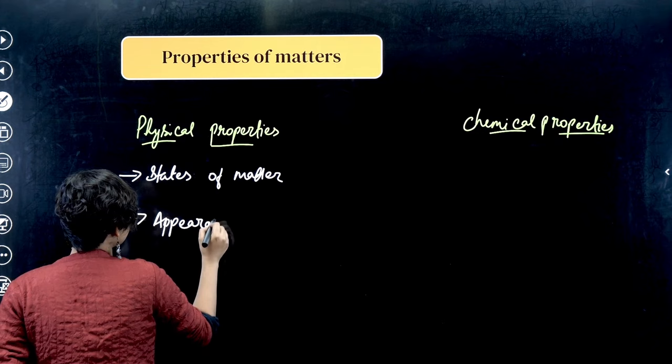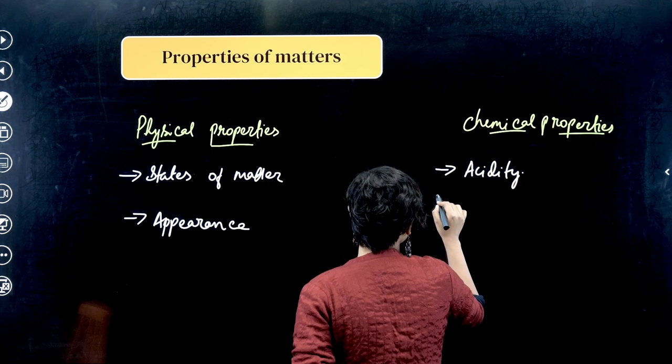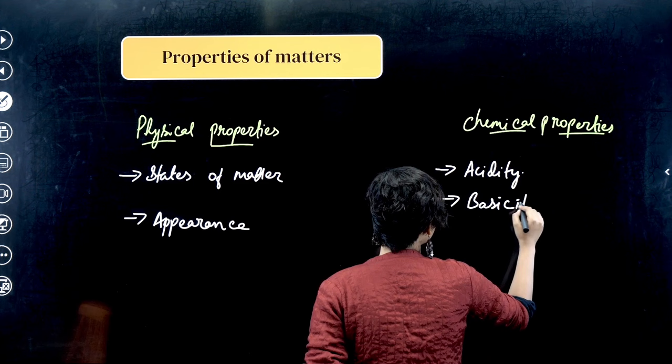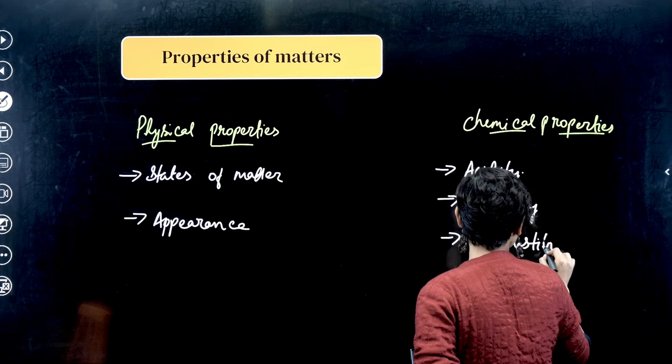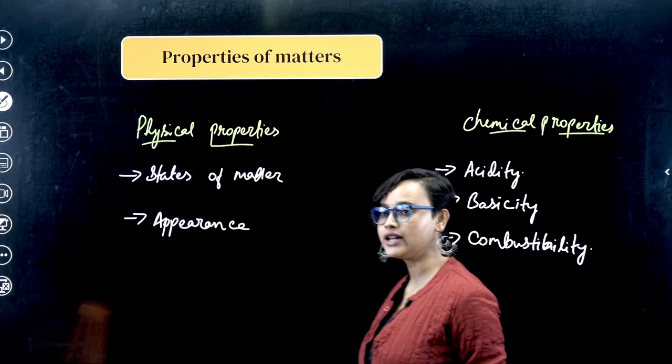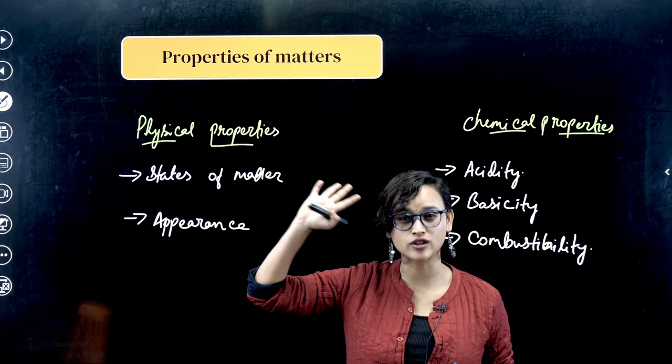And then when you come to chemical properties, acidity, if a substance is acidic or basic, that's a chemical property. Basicity, if a substance is basic or not, that's also a chemical property. Does a substance go through combustion or not? Combustibility is also a chemical property. So these are the chemical properties, and these are the physical properties. We will not be studying much about it, because our aim is to understand mole concept and stoichiometry. We will decode that also, don't worry about it.